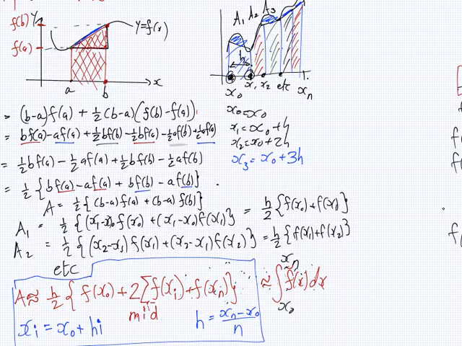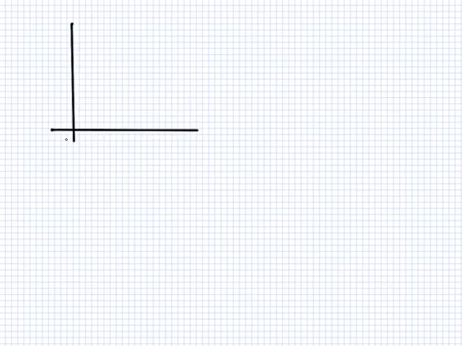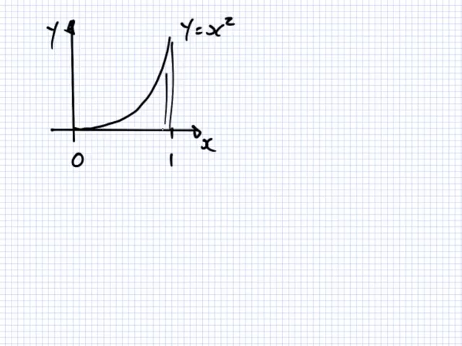Done? Okay. Scroll down. Now, let's look at a question where we know the answer and let's see how good this method is. So let's pick something very simple like a quadratic. And let's just go from 0 to 1, y equals x squared. And I want this area. Okay? The area is from 0 to 1, x squared dx.